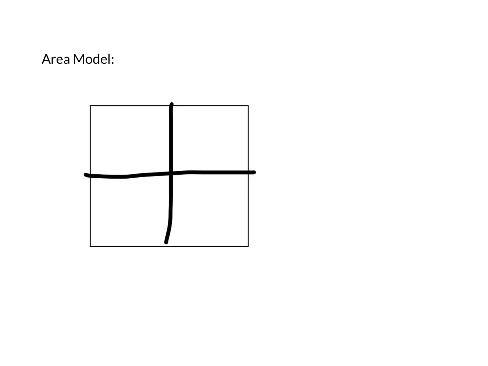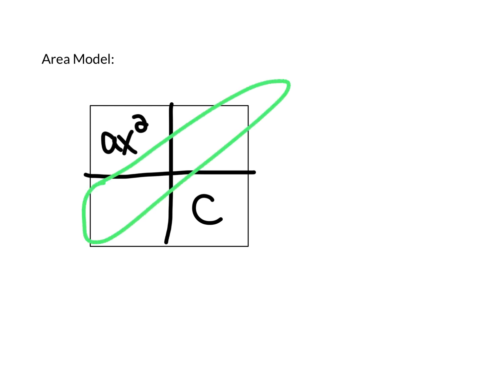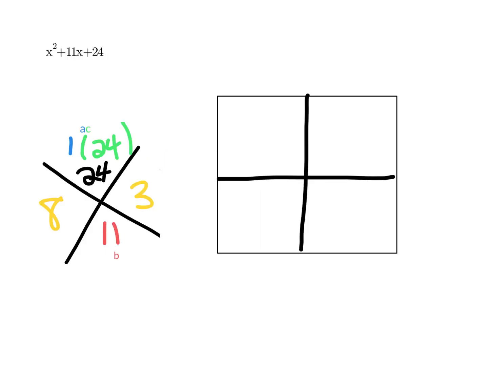The other option that I have for factoring after I've used my diamond is to use the area model. If I'm using the area model, the way I set it up is that my first term, the ax squared, always goes in the top left corner, and c always goes in the bottom right corner. The remaining 2 values in here come from our diamond. So let's look at our example using the area model to finish factoring.